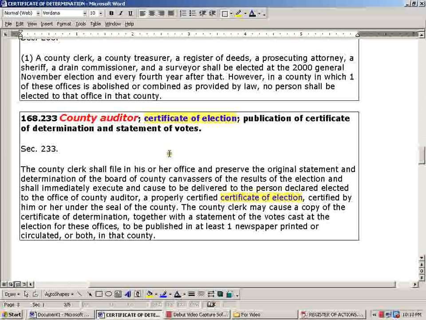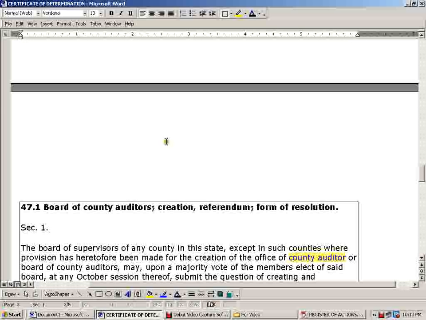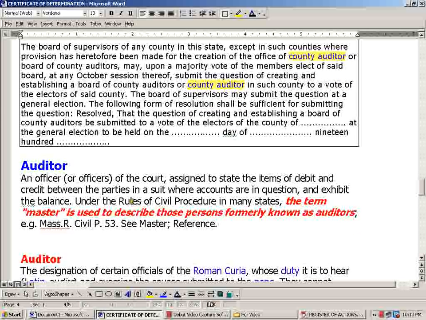And we got these people called county auditors they got to do some research on. Auditor is, the Pope talks to auditors. Auditor, an officer of the court assigned to state the items of debit and credit between the parties in a suit where accounts are in question, and exhibit the balance. Under the Rules of Civil Procedure in many states, the term master is used to describe those persons formerly known as auditors.